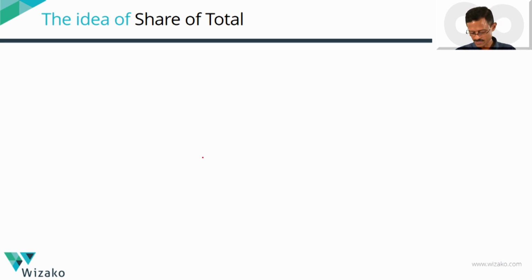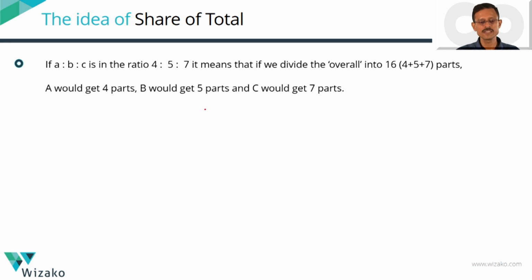Let's understand what this means. So the ratio between three quantities, A, B, C, is 4:5:7. Sum up all these different parts: 4 plus 5, 9, plus 7, 16. The overall, whatever it is, it could be the total profit for the year. It could be the total amount of pizza that you have. If you divide it into 16 parts, then A gets 4 parts, B gets 5 parts, and C gets 7 parts. As simple as this idea is, this is a very powerful idea in solving questions on dividing partners' profits.